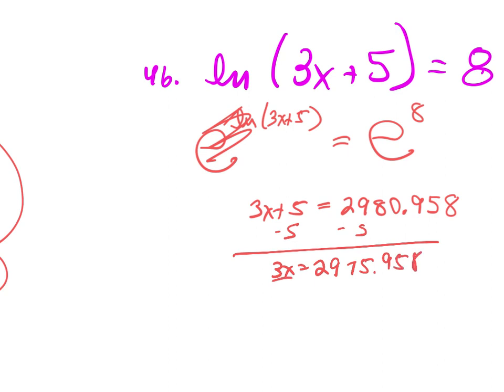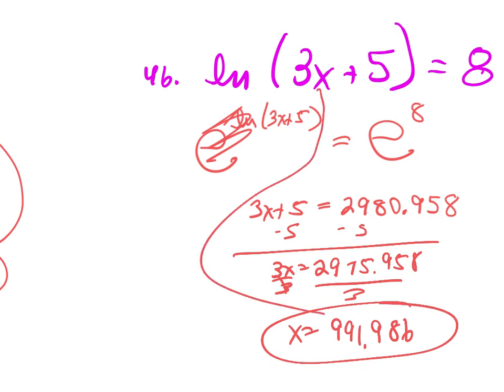2975.958. Divide both sides by 3. And x equals 991.986. And I take that, I plug it in here. If I put 991.986 times 3 and add 5 to it, I will have a positive number. So I'm good to go.